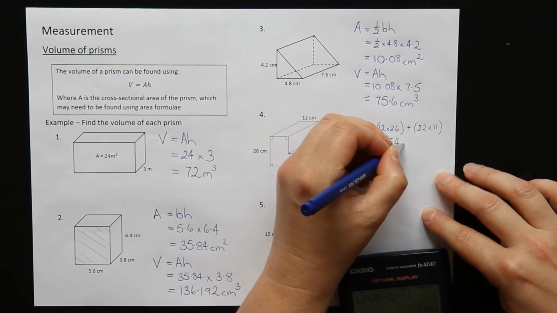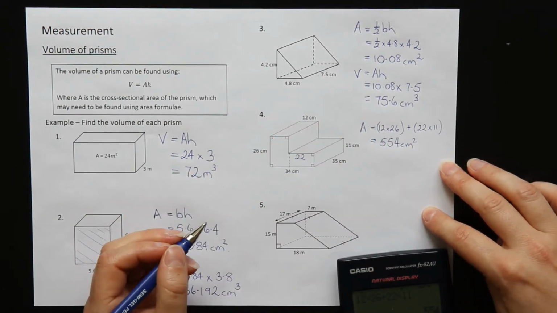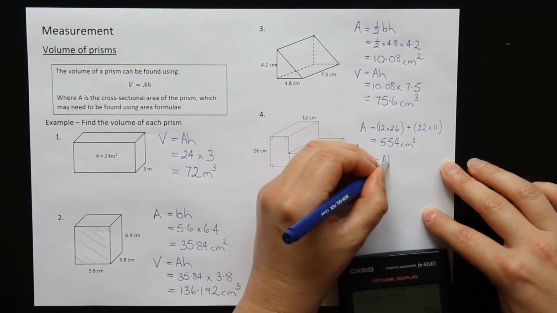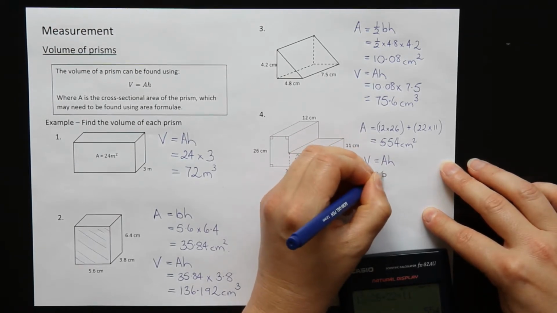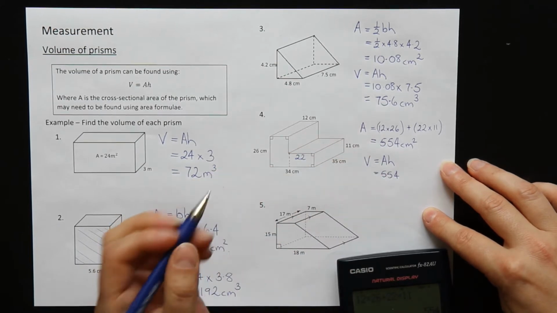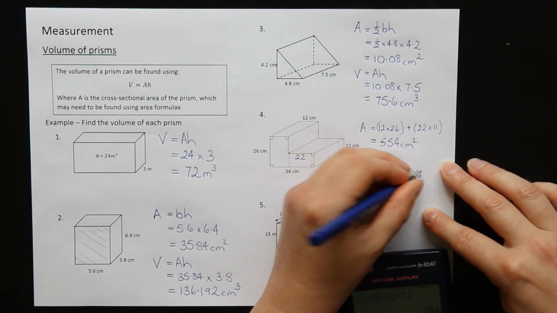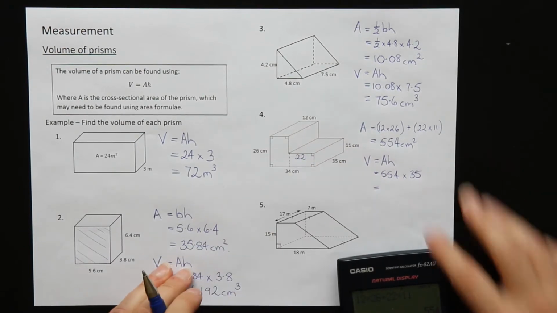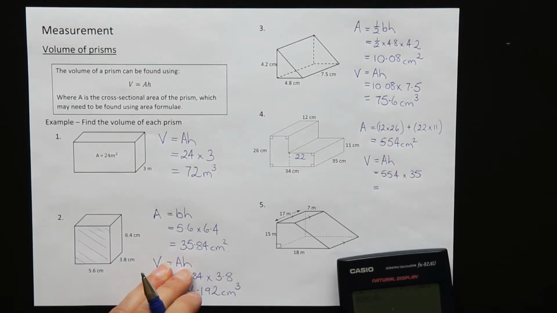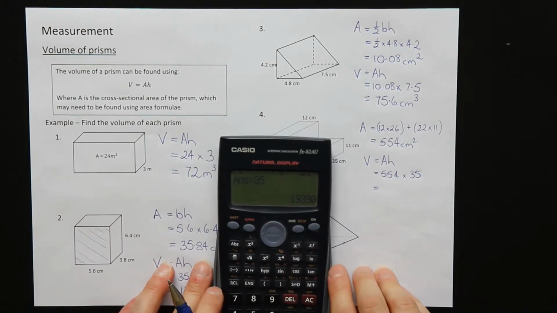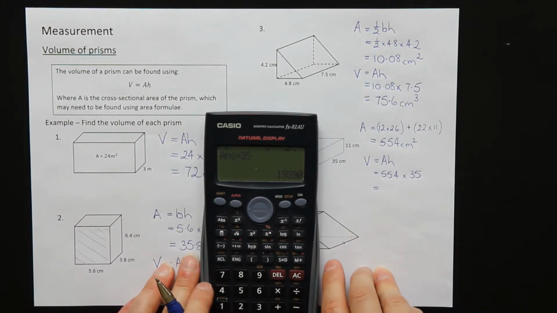And that's centimeters squared. To find the volume, we just have to go V equals AH. The area was the hard part, we found that, 554. The height, going back, is 35. So times that by 35 equals, a bit off the screen there, sorry. So we have 19,390.